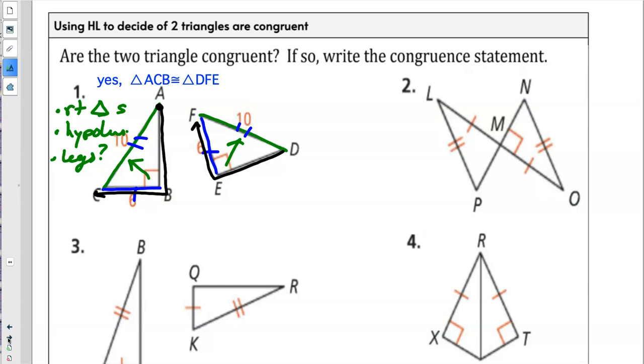Now I want you to give number 2 a try. Is it a right triangle? Are the hypotenuses marked? Are the legs marked? Or can you find them? Go.